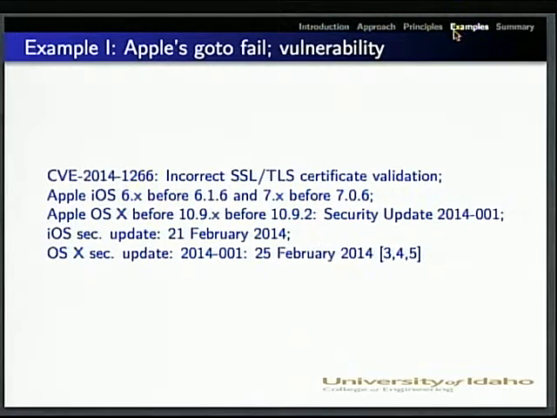So it included all the iOS platforms, which is the iPad and the iPhone, and the Apple TV, and also the OS X software, which is the one that comes with Macs. They issued a security update for iOS on February 21st. This vulnerability was first reported, it's not clear, but some people believe at the end of January. And then the update for OS X was pushed on February 25th. It was actually the first update of 2014.